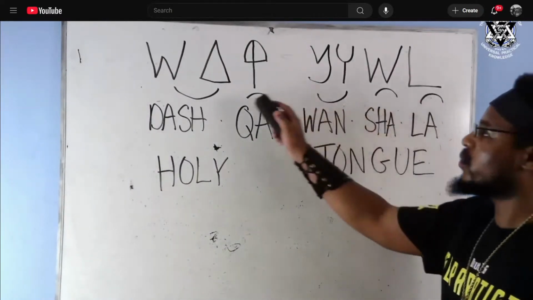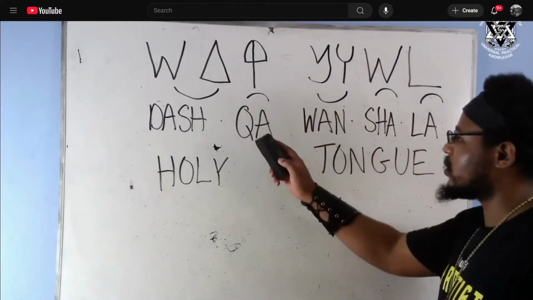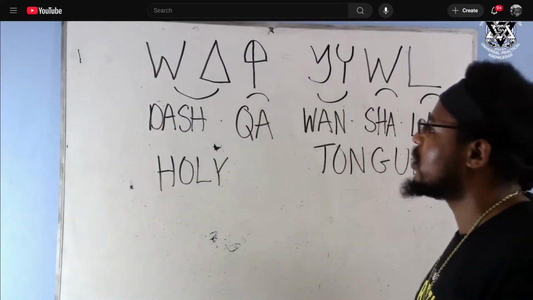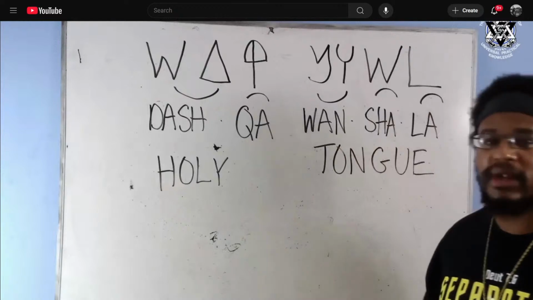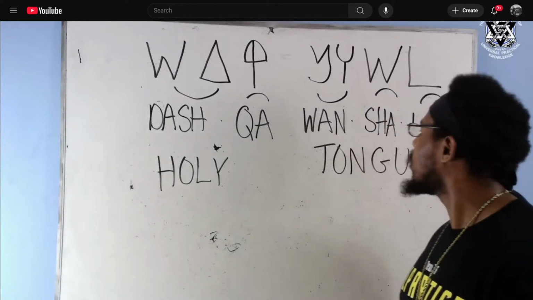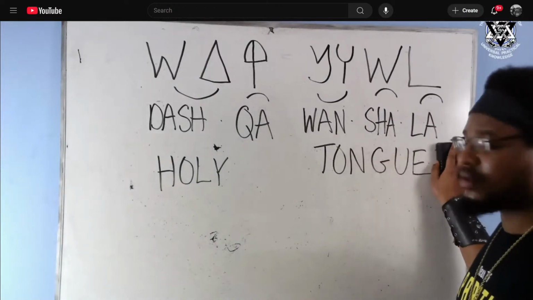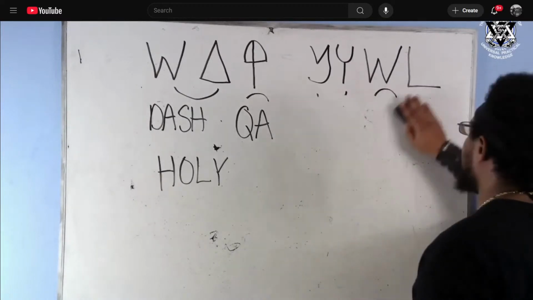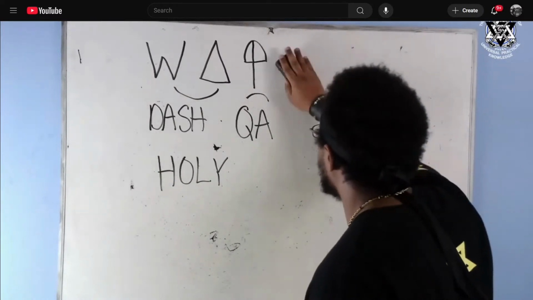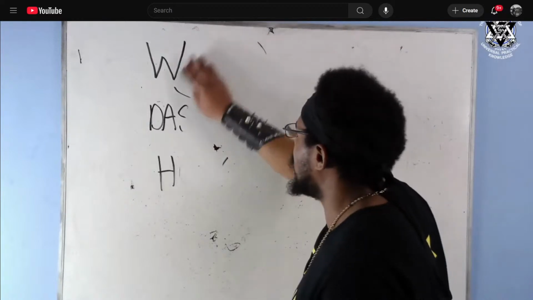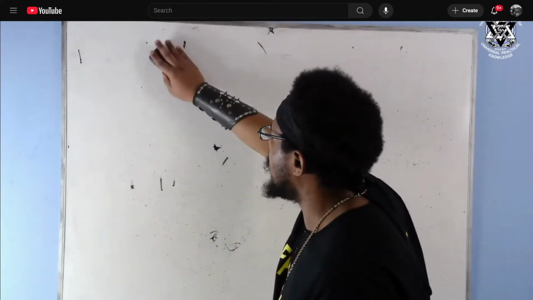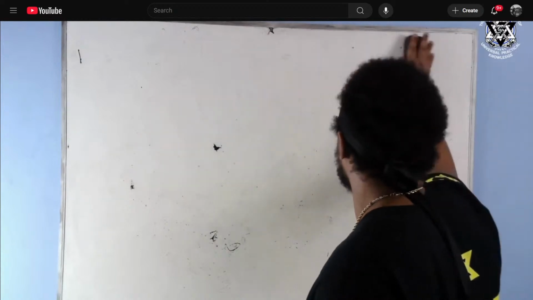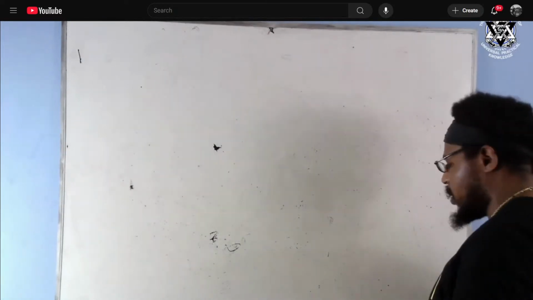La Shawan Kadash, holy tongue. Kadash means it's holy, and holy means separate. Yes, separate. We are a separate nation of people. We get that in Deuteronomy and also in Leviticus 20, in the Leviticus 20 chapter.